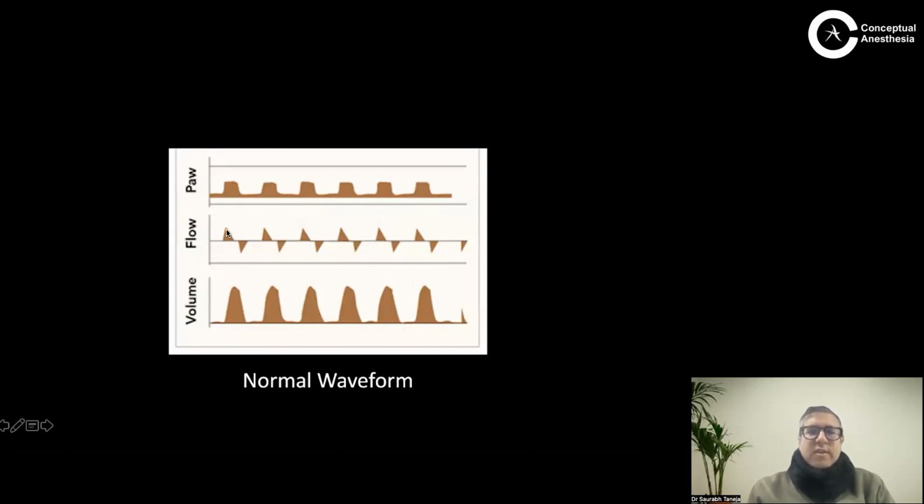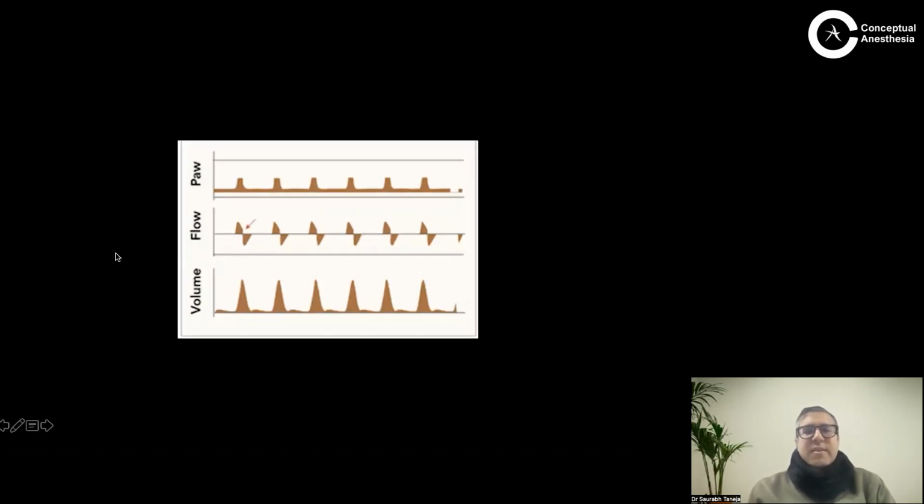So as you can see, the flow waveform also touches the baseline in expiration. Had it not been touching, it would have been like this, and it would be auto-PEEP or dynamic hyperinflation. Can anybody suggest what is happening here? Anybody, you can write in the chat box. Anyone? I've put an arrow where the abnormality is. Can anybody take a guess?